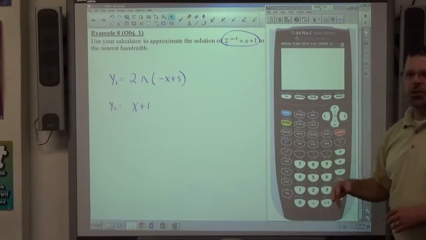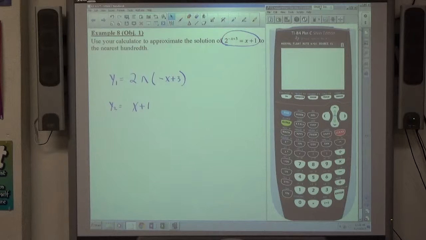It does say solution. It's going to imply solutions. So if there's more than one solution, give me all the solutions to it. Y1 and y2 are going to create graphs, and if those graphs intersect, that represents a solution. So any place those two graphs intersect.